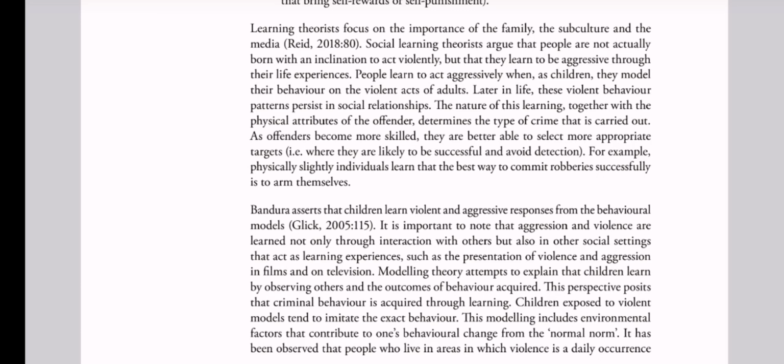The nature of this learning, together with the physical attributes of the offender, determines the type of crime that is carried out. As offenders become more skilled, they are better able to select more appropriate targets where they are likely to be successful and avoid detection. For example, physically slight individuals learn that the best way to commit robbery successfully is to arm themselves.